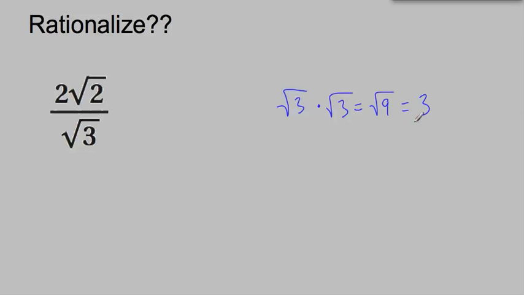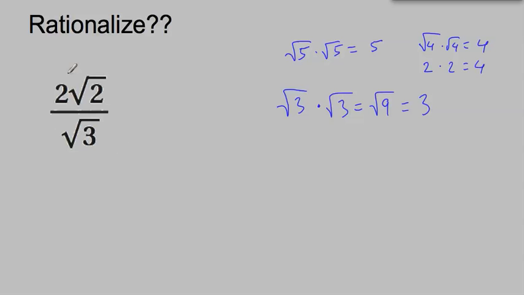So if I look at 3, the square root of 3 times the square root of 3 is 3. Well, the square root of 5 times the square root of 5 is 5. And the square root of 4 times the square root of 4 is 4. We can see it with nice perfect squares a little clearer. 2 times 2 is really 4.